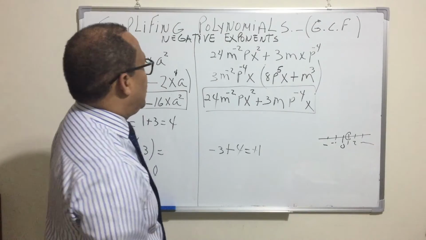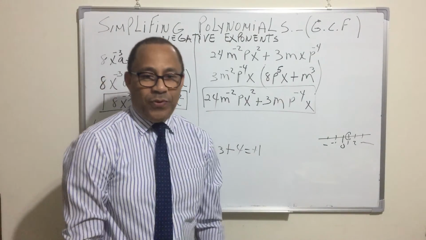And this is the way you simplify polynomials using negative exponents.